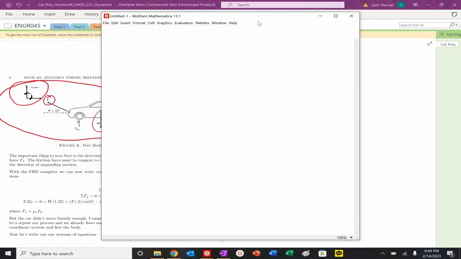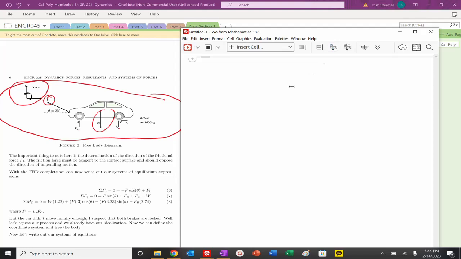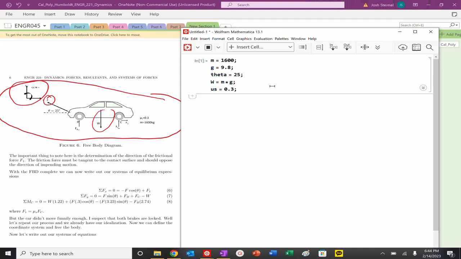All right, let's go ahead and define what we know in our system. I know that the mass is equal to 1,600 kilograms. We need to be in SI units. Gravity, 9.8 meters per second squared. Good. Theta is going to be 25. What else do we know? We know that our weight is going to be m times g. We also know that our coefficient of friction, we'll just call it mu at the moment, is going to be, well, actually it's our static friction, or maximum static friction, will be this, and we can set those up.